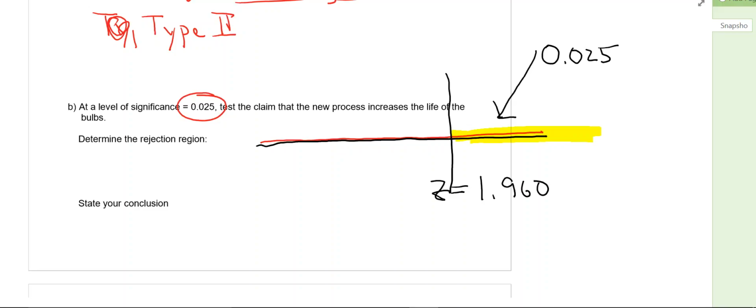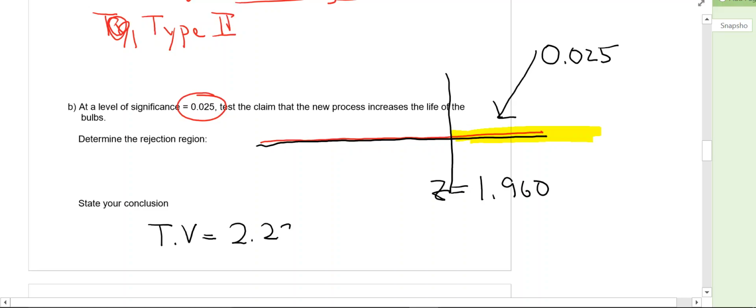Our test value calculation is no different. This is not a problem about a different sample. This is a problem where we're just working with a different level of significance, the probability of committing a type 1 error, correct? That's basically what the level of significance is, right? So, if we look at our test value from above, it came out to be 2.2361. That value is over here. It is in the rejection region, so here we do reject.